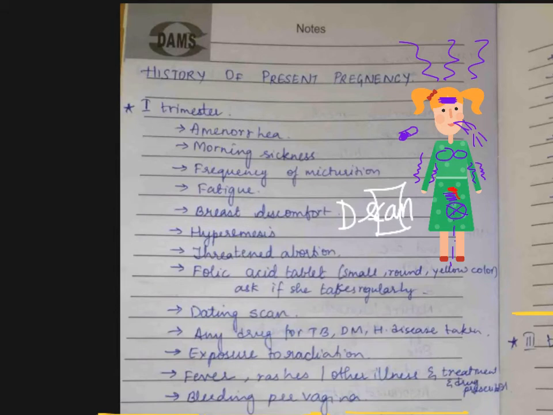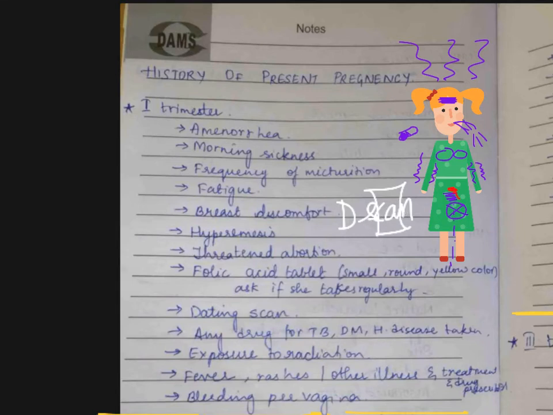The first thing is the amenorrhea, how many months have passed since she had no menstruation period. The second thing is the morning sickness, the third is the frequency of micturition, the fourth is fatigue in the woman, and then hyperemesis, threatened abortion, and if she is taking any kind of folic acid, and if she has had the dating scan.